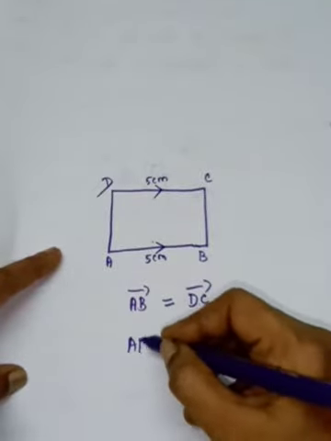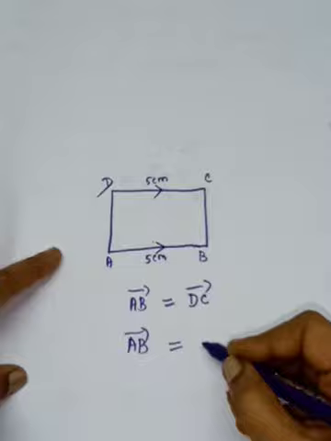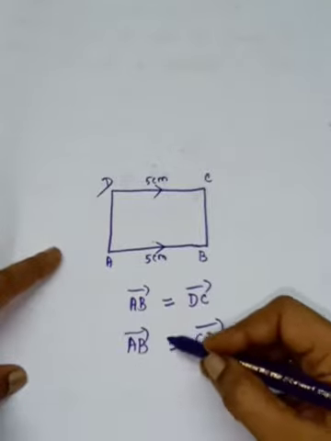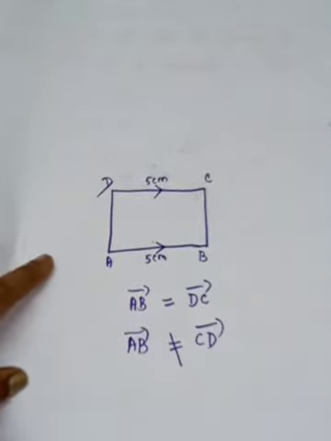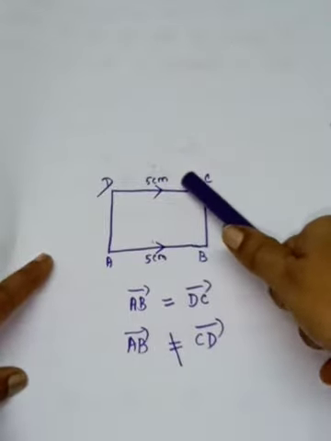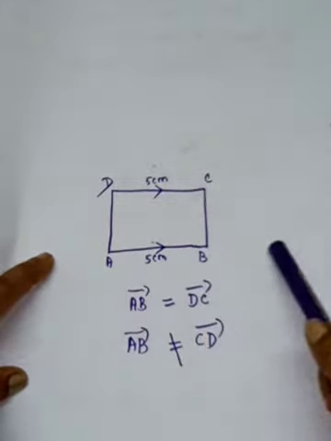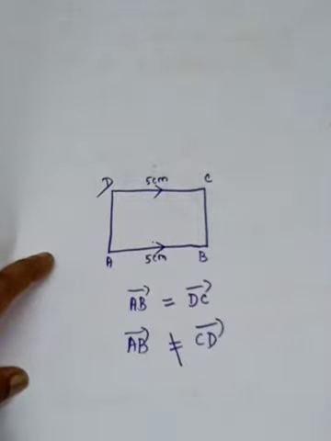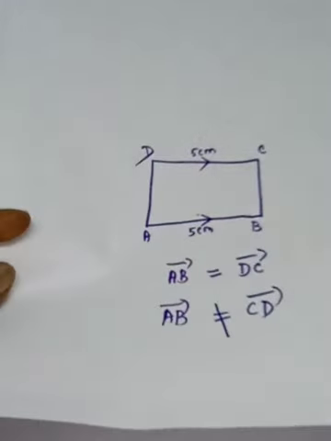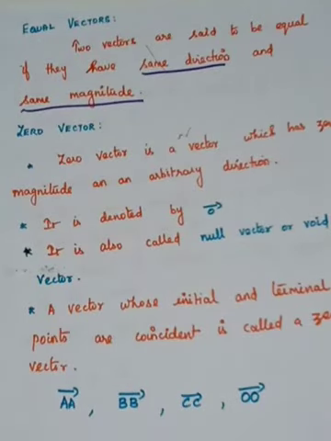Suppose AB vector, can you write that it is equal to CD vector? No, they are not equal vectors. Why? The magnitudes are the same. But AB vector is moving from A to B, that is left to right, while CD vector is moving from right to left. So they have opposite directions. So they are not equal. Equal vectors means vectors that have the same direction and the same magnitude.